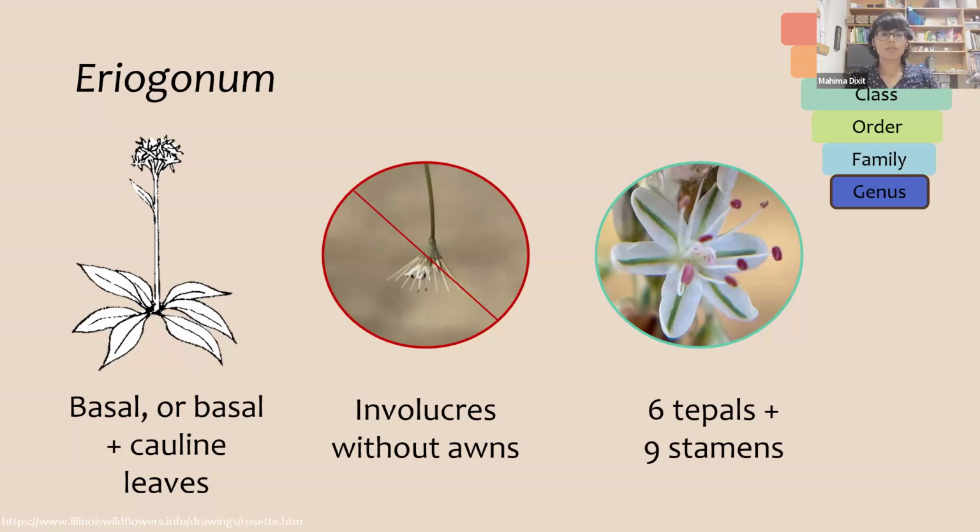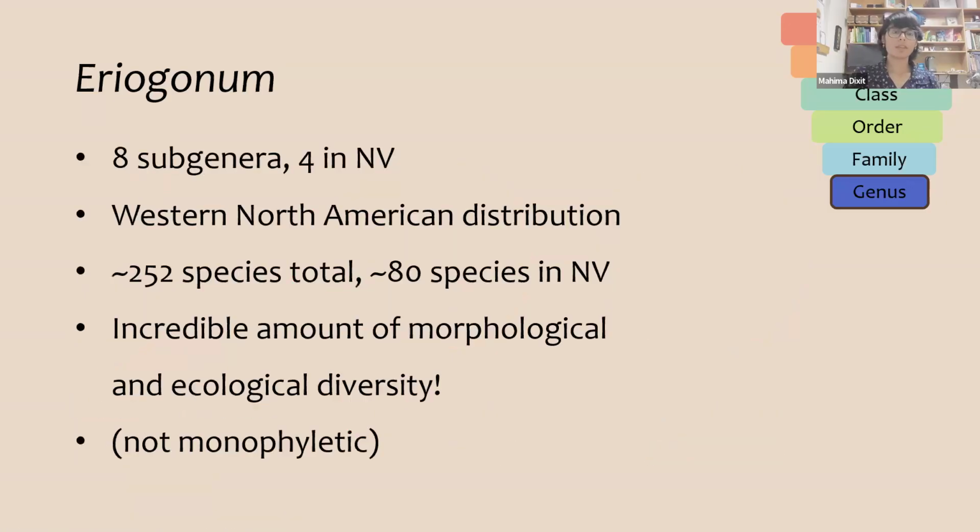One is that their leaves are basal, or at the bottom, or they could have both basal and cauline leaves. Cauline leaves are basically leaves that are further up on the flowering stem. And in Eriogonum, their involucres, or their cup-like structures, don't have awns. So that's how you tell them apart from other genera. And as I mentioned earlier, they have 6 tepals, but also they have 9 stamens. Those are the pollen-bearing structures, or what's pink in this picture.